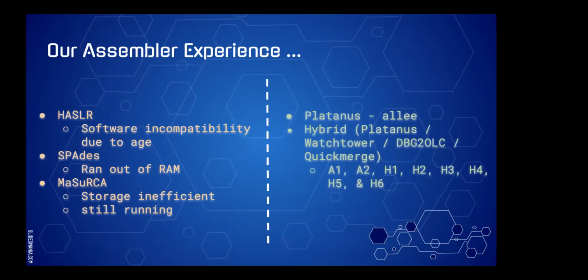Masurka is a hybrid assembler that utilizes a special type of read called mega reads. Unfortunately, these mega reads are large in size and thus storage inefficient. This assembler also has been running for 3 weeks and has still not completed its assembly.